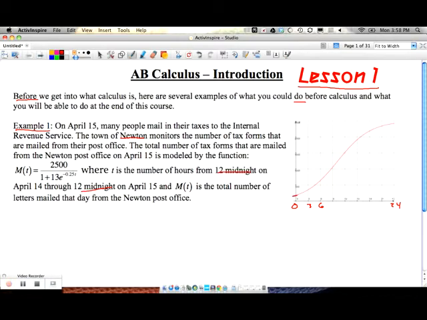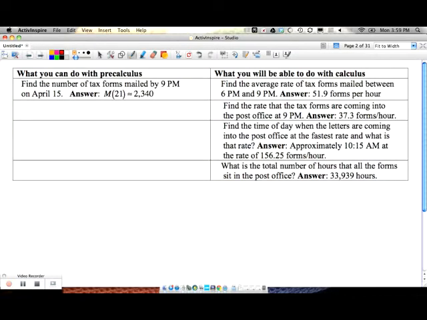As you see, some people turn them in at first, and it gets really fast. And then as you get close to midnight here on April 15th, it does slow down a little bit. People are probably going to sleep. So these are the things that you can look at. When you were in pre-calculus, you could find the number of tax forms mailed by 9 p.m. by just plugging it into the calculator. That's pretty much all you could do.